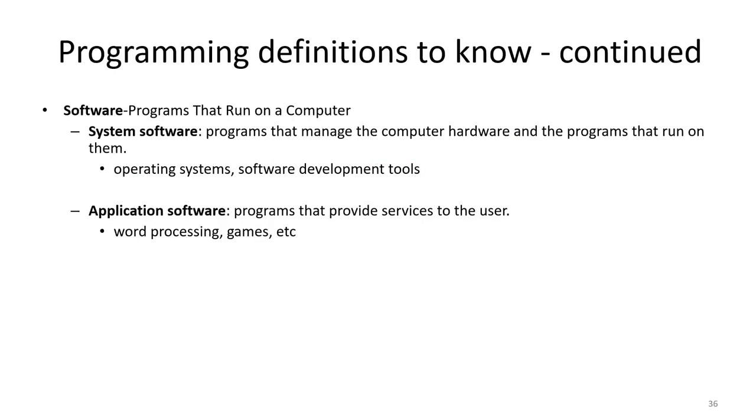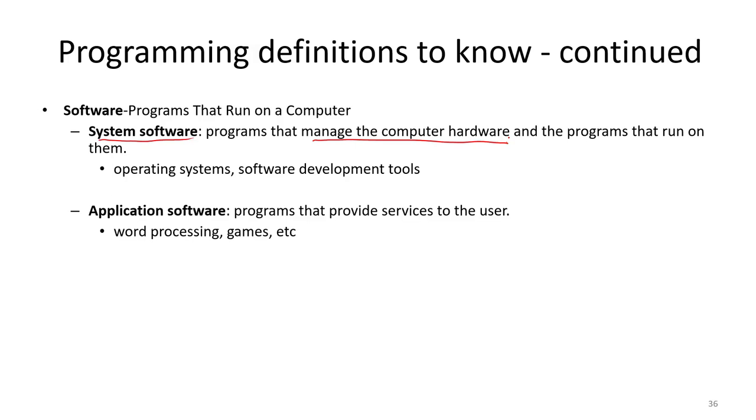A couple other definitions to know. Software. Software is all the programs that run on a computer. And these fall into two main categories. The system software is the stuff that manages the hardware. These are things like your operating system and your software development tools. These are programs that manage our hardware and software to make our lives easier.